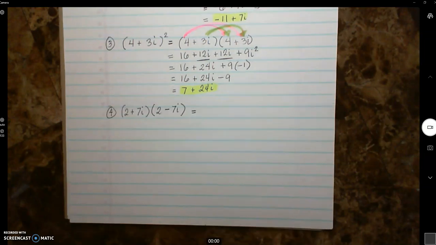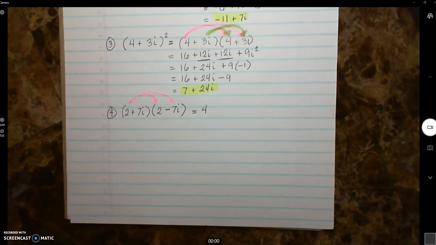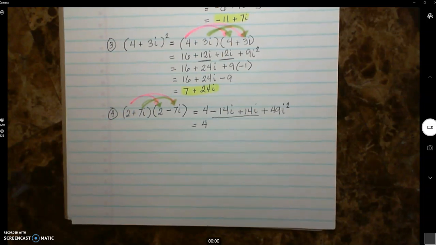Now let's take a look at this last and final example, which is 2 plus 7i times 2 minus 7i. 2 times 2 is 4. 2 times negative 7i is negative 14i. Then now you distribute the 7i to the 2, which is 14i. And then 7i times negative 7i is negative 49i squared. Now we bring down the 4 and we combine the i's.